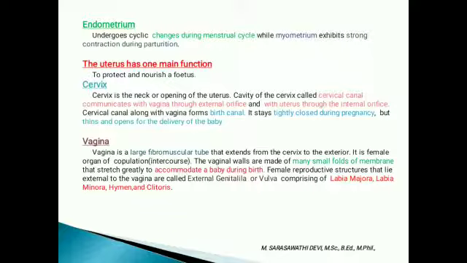Vagina. The vagina is a large fibrous muscular tube that extends from the cervix to the exterior. It is the female organ of copulation. The vaginal walls are made up of many small folds of membrane that stretch greatly to accommodate a baby during birth. Female reproductive structures that lie external to the vagina are called external genitalia. They comprise the labia majora, labia minora, hymen and clitoris.